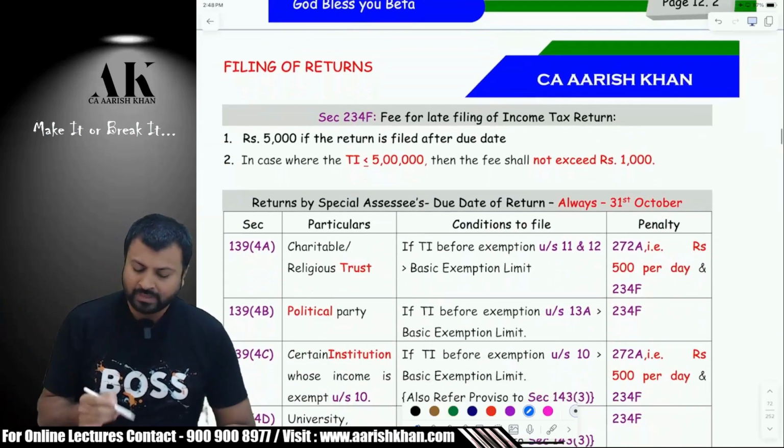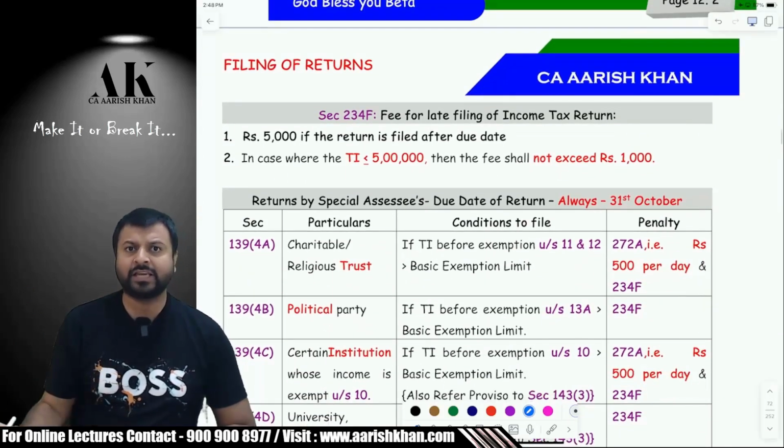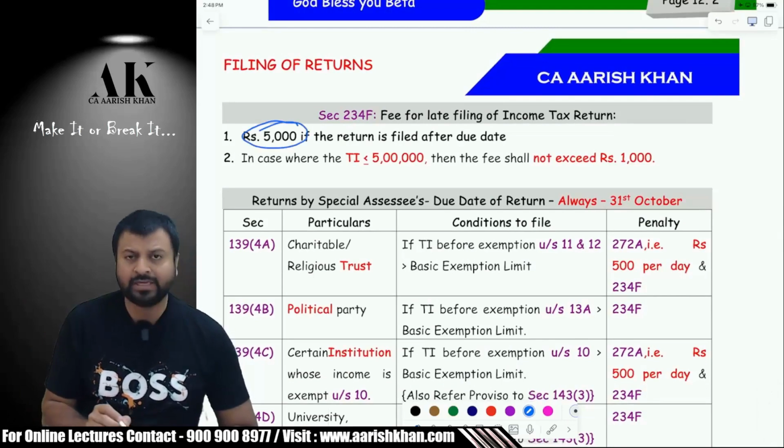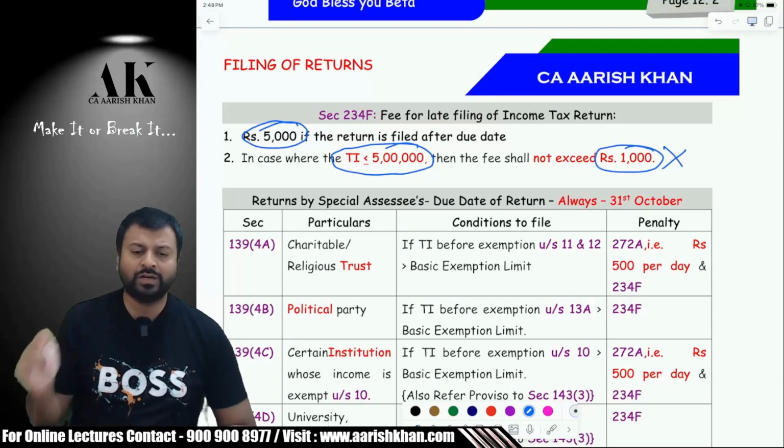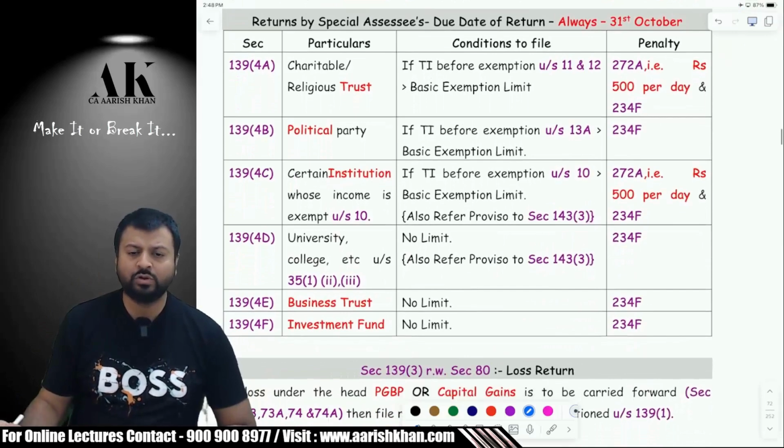Second consequence, if you file a late return, there can be a fee which can be imposed on you, which is 5,000 rupees. But if you are a small assessee and if your total income is up to 5 lakh rupees, then the fee will be only how much? It will be only 1,000 rupees. I hope it is clear to all of you.